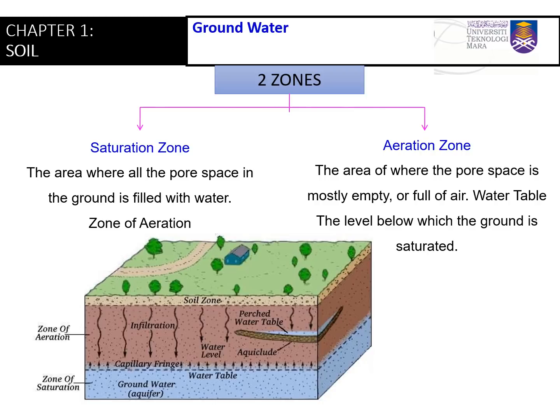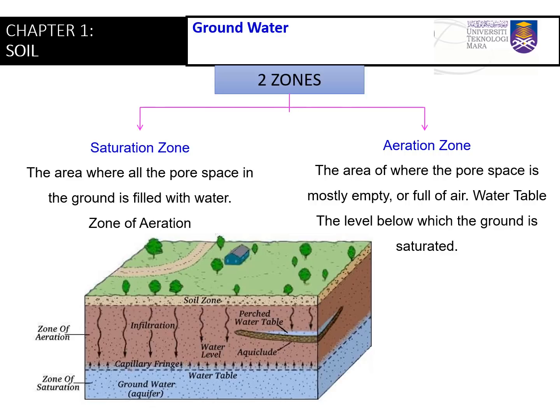Okay, we are still discussing about groundwater. We have saturation zone and aeration zone. Saturation zone means it's saturated, it's maximum, the area where all the pore space in the ground is filled with water. So if you can see in the figure, the groundwater zone of saturation, meaning all the pores, it's saturated, dah penuh padat with water. And aeration zone is the area where the pore space is mostly empty or full of air.